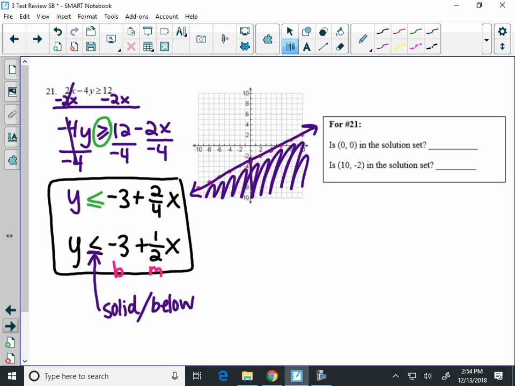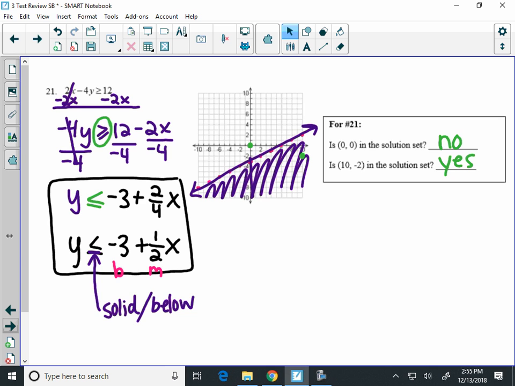and this is the portion of the graph you're going to shade in. We need to decide if these points are in the solution set. So 0, 0, if I plot it, that is definitely not in the shaded region. And if I go to 10, negative 2 over here, that definitely is in the shaded region. So those points, the first one is not a solution, the bottom one is.